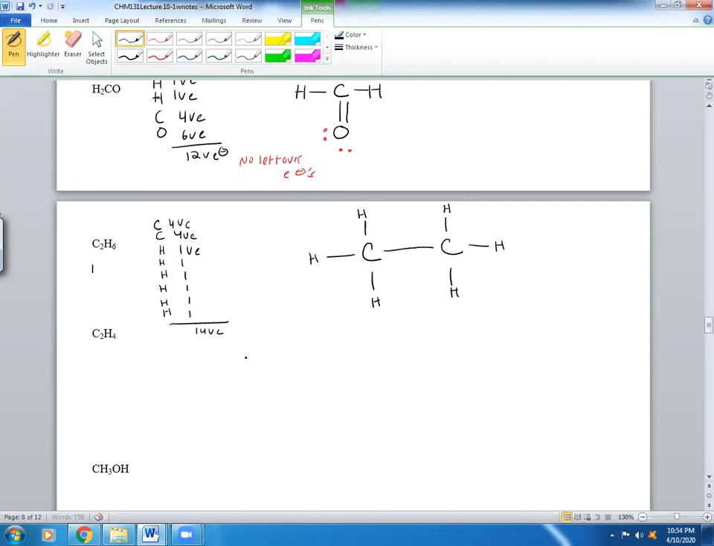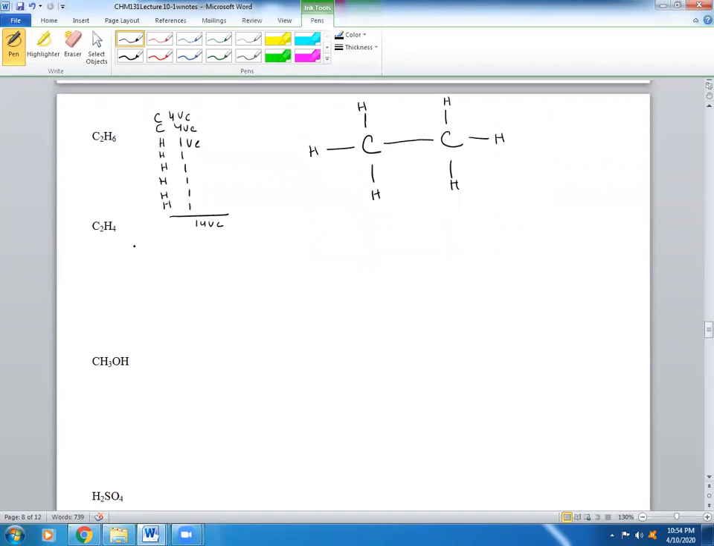And connect them via single bond. Now check. Do I have 14 valence electrons and is everyone happy? All the H's are happy. And the C's are happy. This C has 8 and this C has 8. So it's happy. Do I have 14? Let's count. 2, 4, 6, 8, 10, 12, 14. That's it. You're finished.